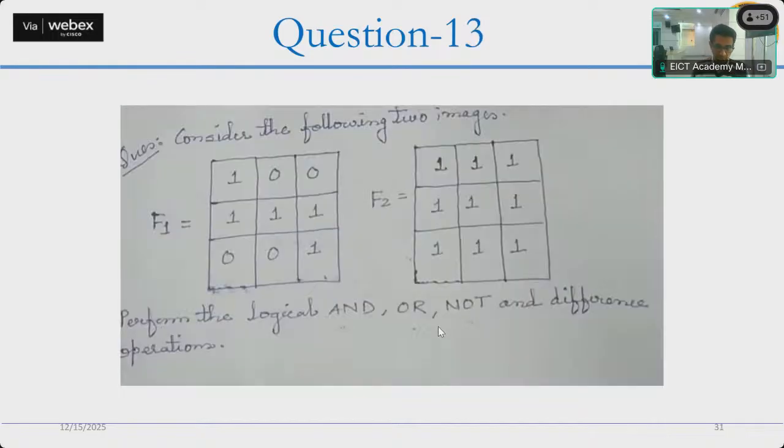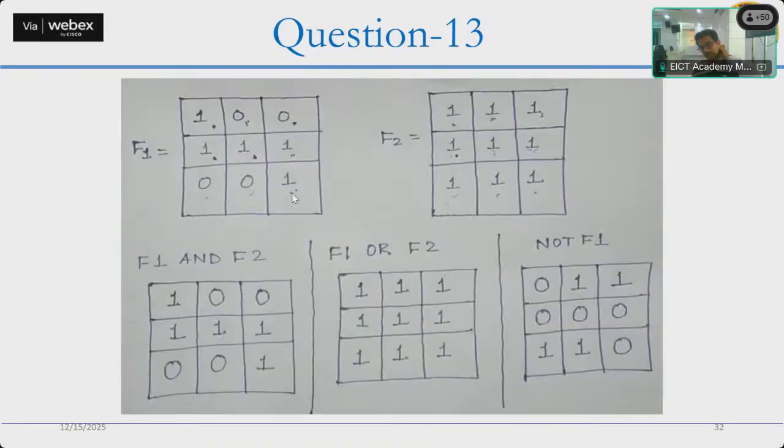Perform the logical AND, OR, NOT and difference operations. What is in this case? In this case, again AND, OR, NOT operations. When you use different types of gates, we use these operations, so the 0 and 1 values are there instead of other values. How will we do it? First of all, AND means basically you multiply, OR means basically you add up, NOT means basically the inverted sign, and then the difference operation.